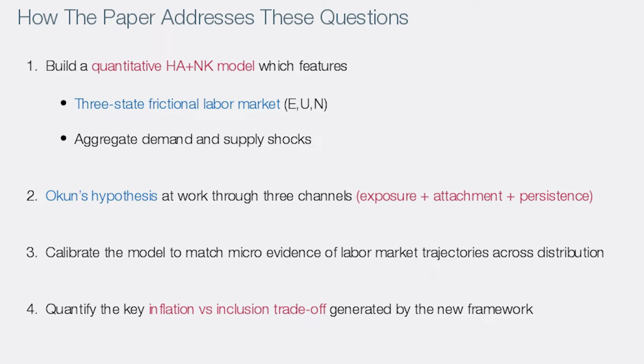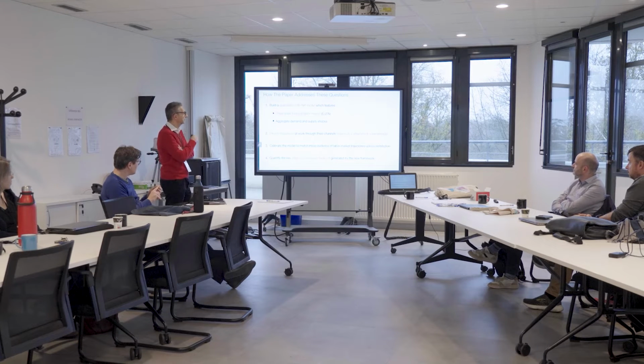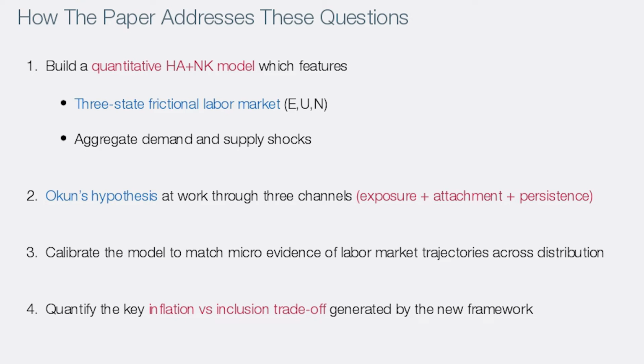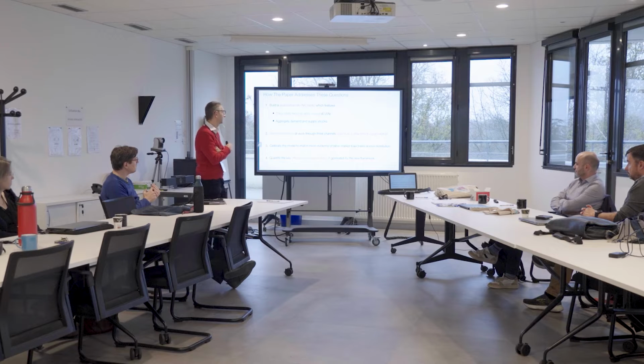Then we introduce aggregate demand and supply shocks. So we have a kind of business cycle model. And I'm going to show you that Okun's hypothesis in our economy will be at work through three different channels that I'm going to call exposure, attachment, and persistence. Okay, and I will define them and explain them later. But basically, in brief, we're going to incorporate into the model the feature that low-skilled people are more exposed to the business cycle. That for them, this attachment to the labor force is more important because obviously they're more marginal. And that there are persistent and protracted effects of recessions that generate persistence and to some extent hysteresis in the economy that are especially important for the low-skilled people.